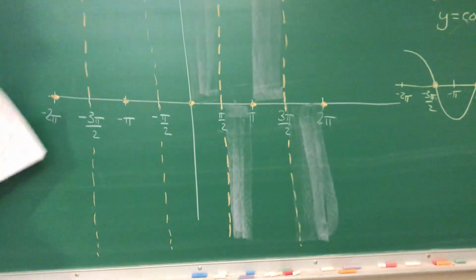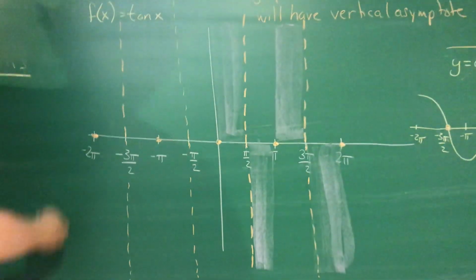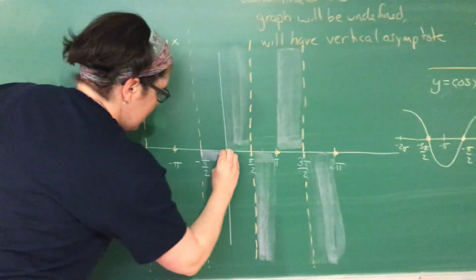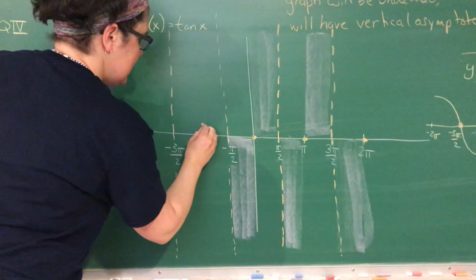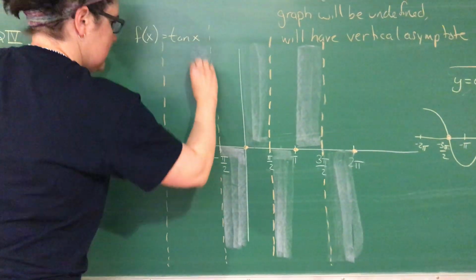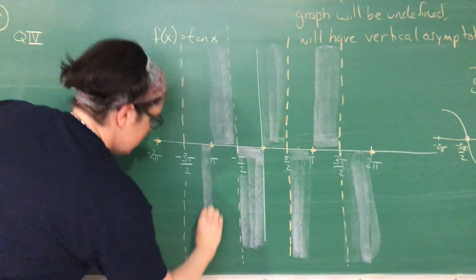Okay. And I can do the same kind of argument over here on this left side, so you can kind of see the pattern that's going on, I hope. So here are the shaded regions, the places where our graph of the tangent function is going to be.